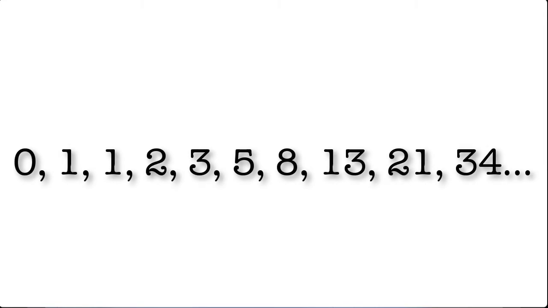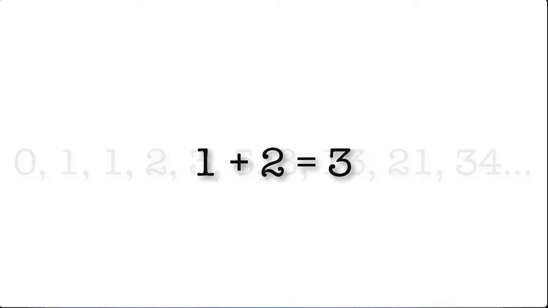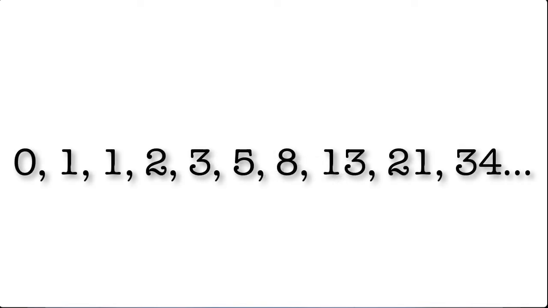The Fibonacci sequence is a series of numbers 0, 1, 1, 2, 3, 5, 8, 13, 21, 34, and so on and so forth. The next number in the sequence is found by adding up the two numbers before it. The 2 is found by adding the two numbers before it, 1 plus 1. The 3 is found by adding the two numbers before it, 1 plus 2, and so on and so forth.